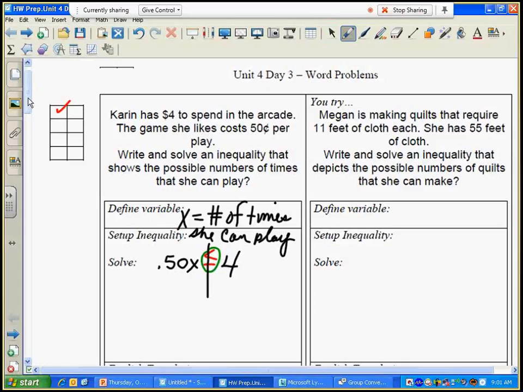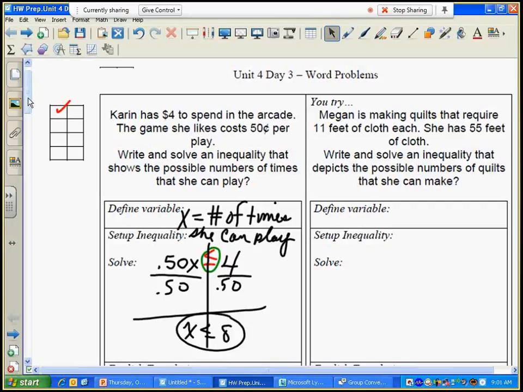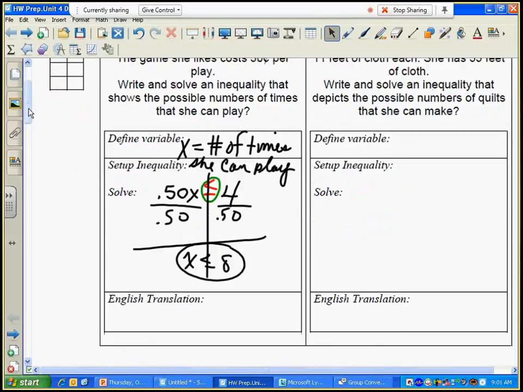Let's begin to solve. This is just a one-stepper. We're dividing away that 0.50. Okay, when we do, that's not going to flip our inequality. We're going to get X is less than or equal to 8. That means she can play up to 8 times. On the bottom there, that's what I want to write for an English translation. I want to write something in English that says exactly what that X is less than or equal to 8. So, Karen can play at most 8 times.